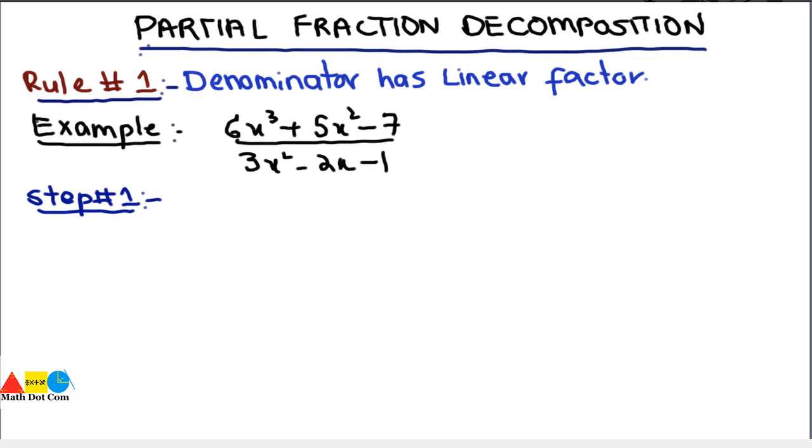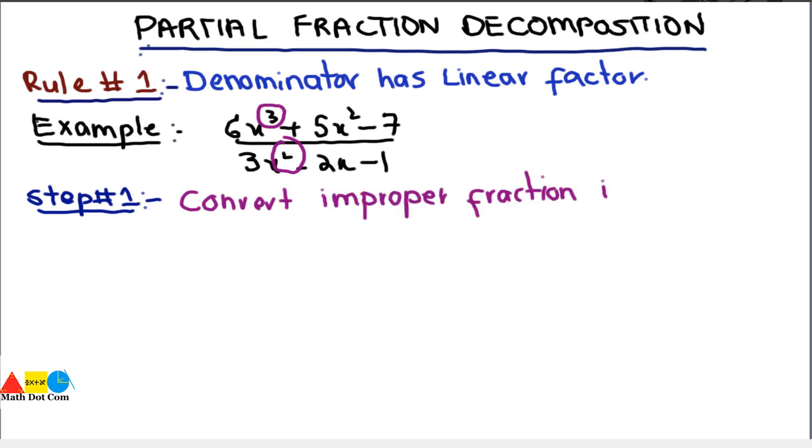So let's start from step number 1, where you have to convert this improper fraction into a proper fraction, as the power of x in the numerator is greater than the power of x in the denominator. So step 1 is convert improper fraction into proper. How? By using the long division method. We have already discussed in our previous lecture all the 6 steps that are required for partial fraction decomposition. It doesn't matter whether it's rule 1, 2, 3 or 4, you have to follow all those 6 steps. So let's do the long division in order to convert it into the proper fraction.